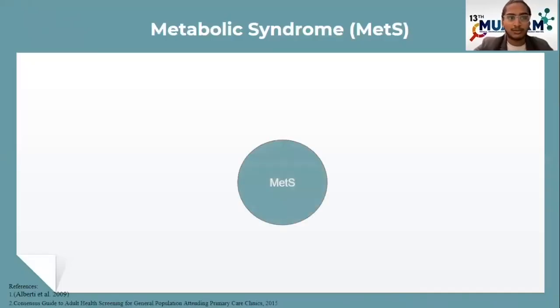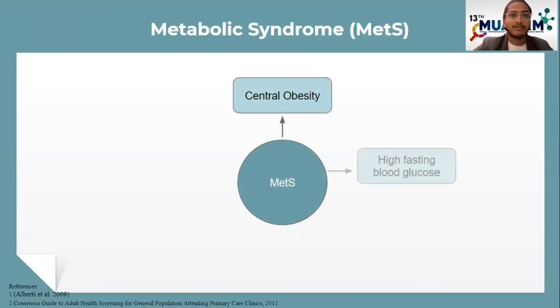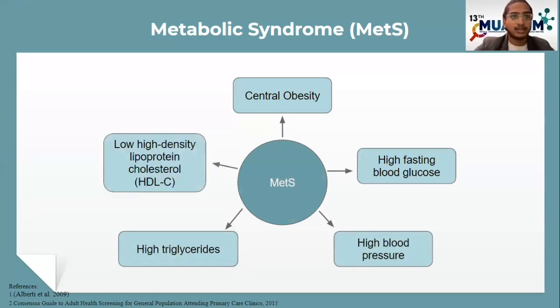So I'll start off with metabolic syndrome. So what is metabolic syndrome? It's a complex of interrelated risk factors for cardiovascular disease and diabetes. So the factors include central obesity, high fasting blood glucose, high blood pressure, high triglyceride, and low high density lipoprotein cholesterol.